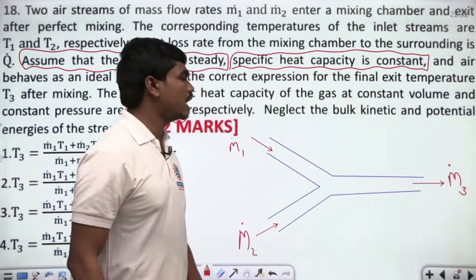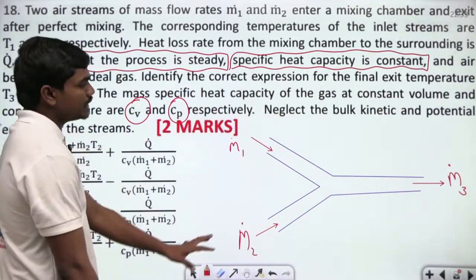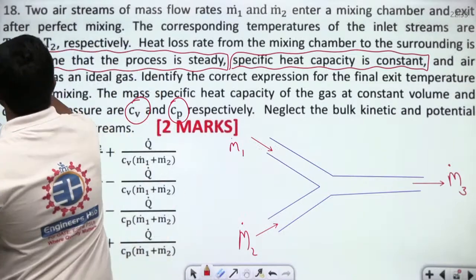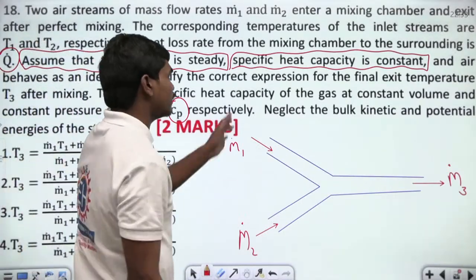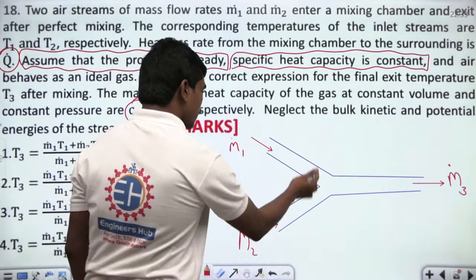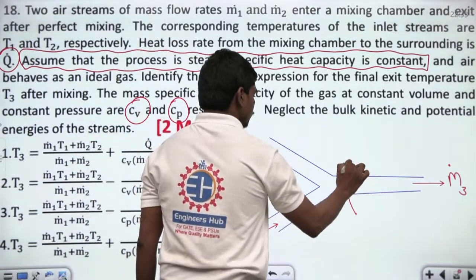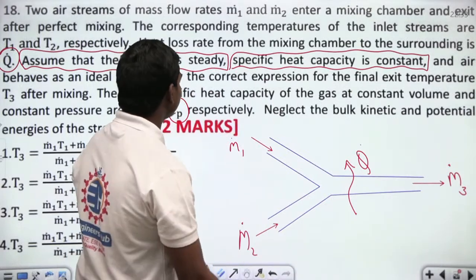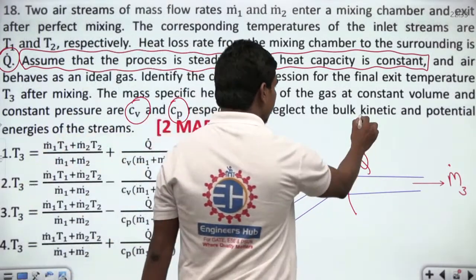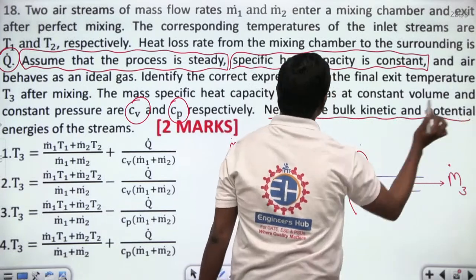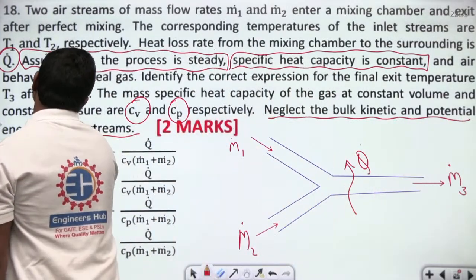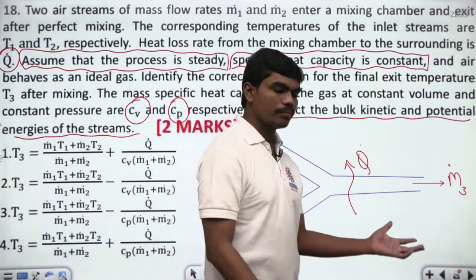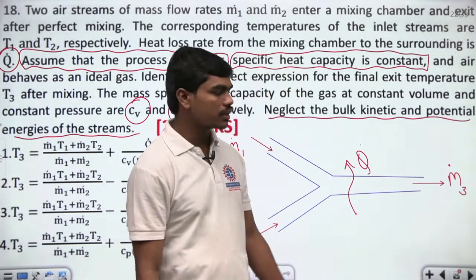This is what we have. Now see carefully. They are telling you it is not insulated because there is some heat interaction Q dot between the mixing chamber and the surroundings. So some heat Q dot is going out, and this is rigid, of course, so there won't be any work interactions. They have also asked us to neglect the bulk kinetic and potential energies of the streams.